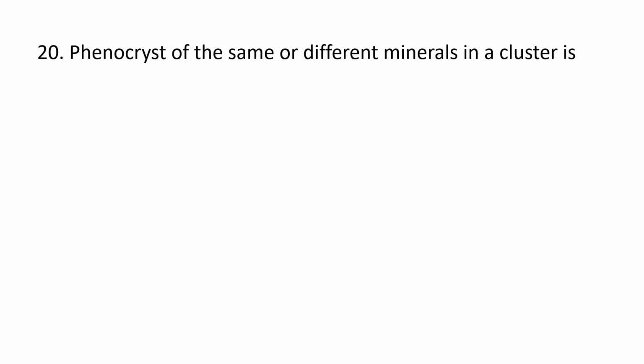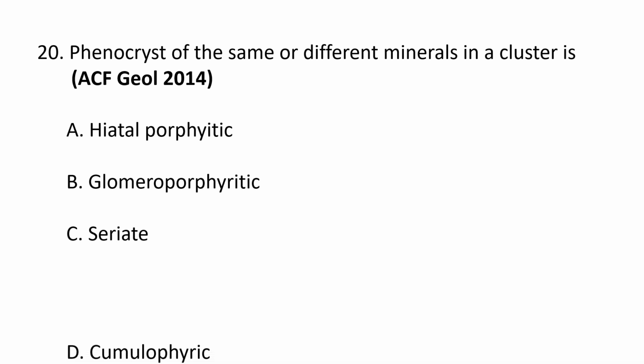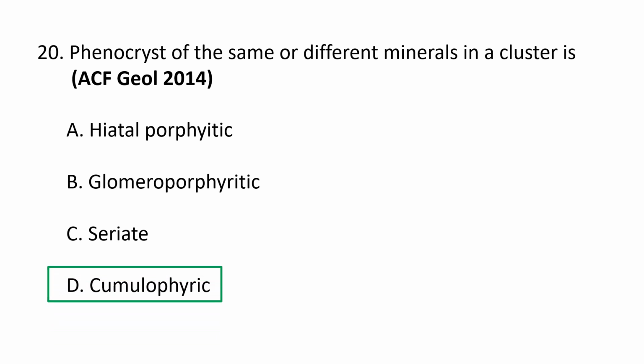Next question. Phenocrysts of the same or different minerals in a cluster is: A. Hyalopilitic, B. Glomeroporphyritic, C. Seriate, and D. Cumulophyric. So cumulophyric means the phenocrysts of the same or different minerals occur in bunches, like grape bunches, so they occur in clusters. So the correct answer is cumulophyric.